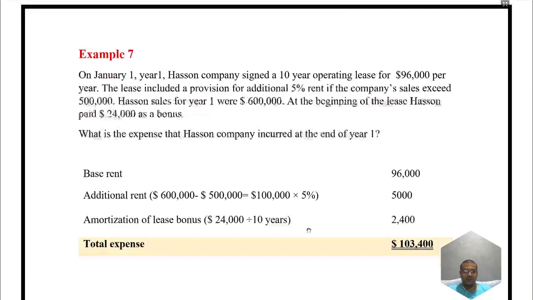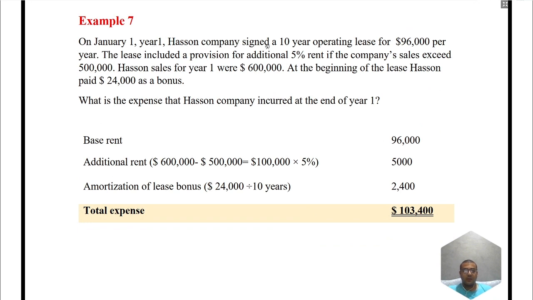We have an example about it. Let's see it. On January 1st, Year 1, Hassoun Company signed a 10-year operating lease for $96,000 per year. The lease included a provision for additional 5% rent if the company's sales exceed $500,000. Okay. Hassoun sales for year one were $600,000, so it exceeded the $500,000 by $100,000. So he is going to take 5% out of the additional proceeds, the $100,000. At the beginning of the lease, Hassoun paid $24,000 as a bonus. So we have a bonus, we have a rent kicker, and we have our rent expense.